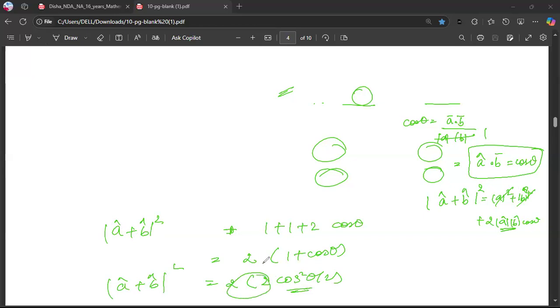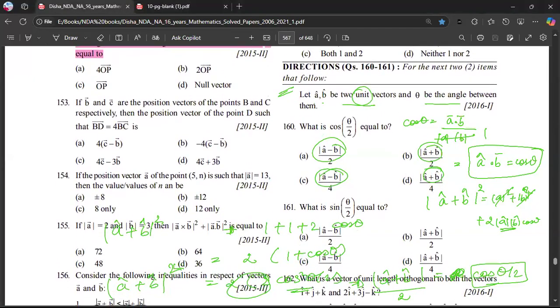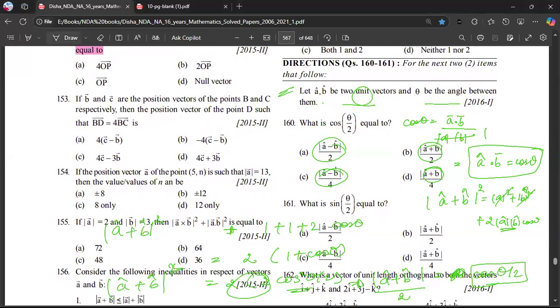This is 4, and this is cos square of theta by 2. This is a square also, so we can take a square root. On taking square root, magnitude of A plus B is equal to 4 becomes 2, cos square theta by 2 becomes cos theta by 2. This is what we needed to find out. So this becomes divided by 2. Let's look in the options. Our correct option should be B.